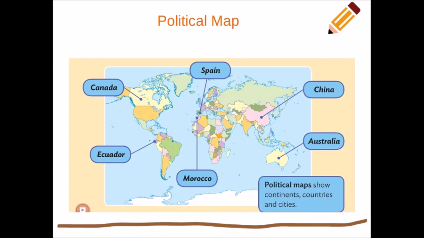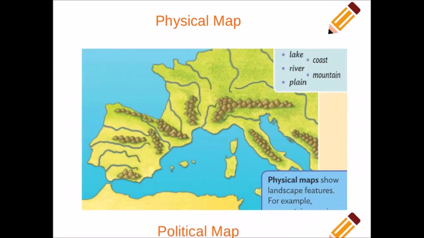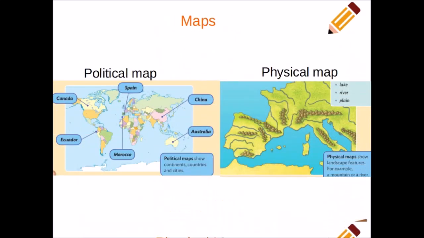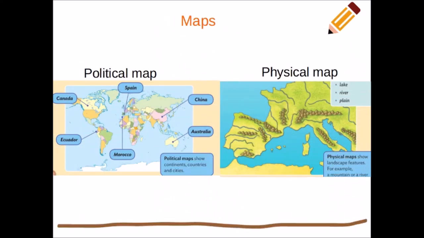Let's take a look at the other type of map, a physical map. Physical maps show landscape features, for example, a mountain or a river, so things like lakes, rivers, plains, coasts, mountains. Now let's look at them side by side. So we have the political map on the left and the physical map on the right, just so you can see them side by side and see how different they look, even though they are both maps.